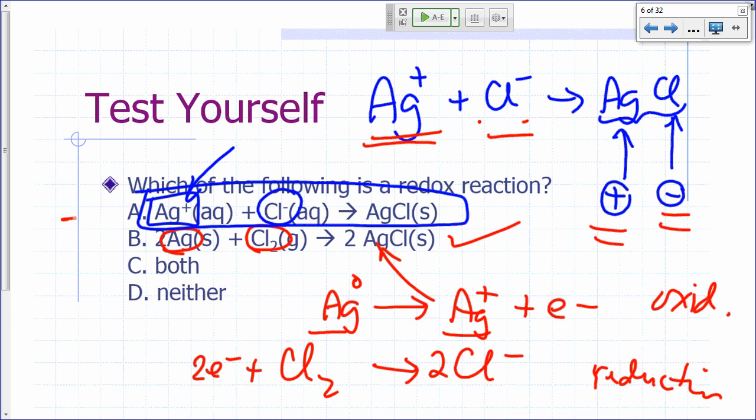This is a precipitation reaction. Okay? You have 2 ions in aqueous solution combining to form a precipitate. Okay? It's not a redox reaction. So the correct answer is just B.